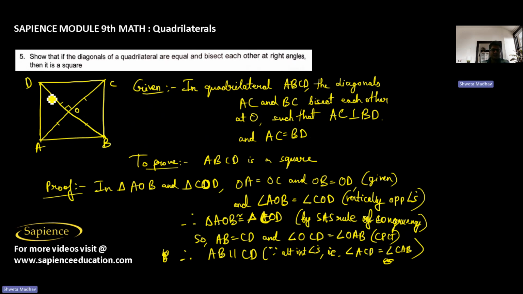Also, we can see that each of these triangles, OAB and OCD, are right angle triangles, and these two sides are equal. So these two angles are also equal. So each one is 45 degrees. So it means that each interior angle is a right angle, and it is a parallelogram.